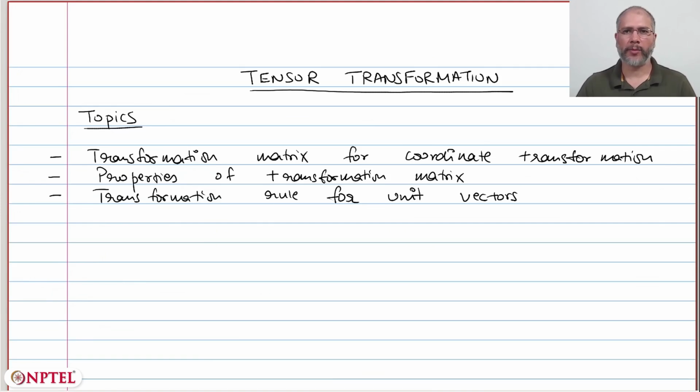We will talk about the transformation matrix for different coordinate transformations, that is, particularly for rotational transformations. We will talk about some properties of this transformation matrix, which is quite important in tensor algebra. And we will finally talk about the transformation rule for unit vectors.